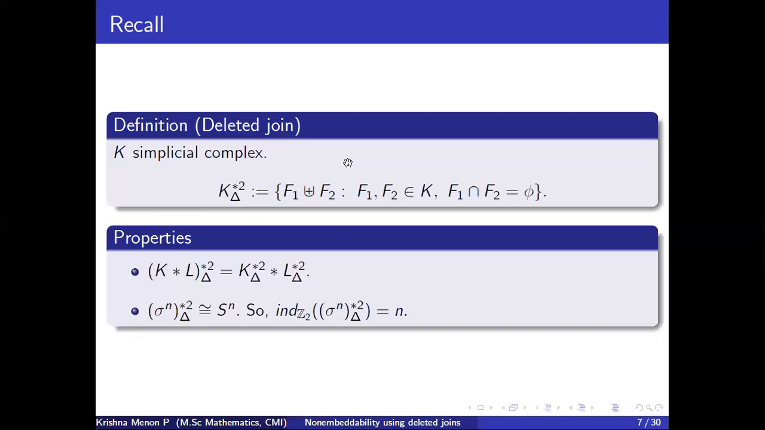Okay, so recall what the deleted join was. For the deleted join of K, the simplices are: you have two copies of the vertex set of K, and you're supposed to choose one simplex from each copy, but the simplices you choose should be disjoint. And these are some properties that Urshita has proved. The deleted join of the join is the join of the deleted joins, and the deleted join of sigma n is S^n, and hence its Z2 index is n.